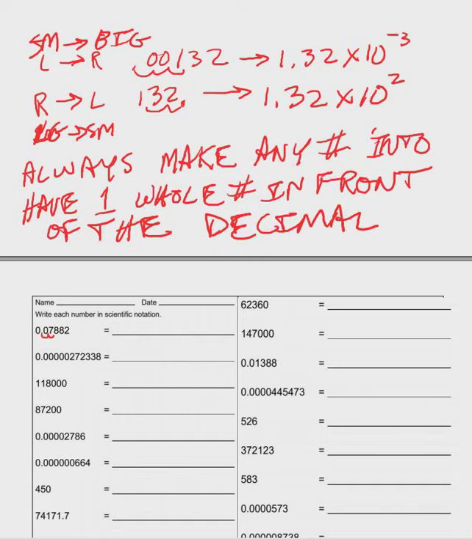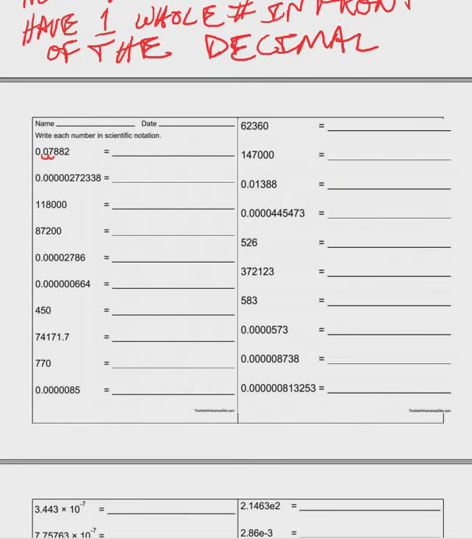So what that means is instead of 0.07882, we want 7.882. So times 10, we moved it over 2 places. We're making a smaller number bigger, so the exponent is going to be a negative. So then it'd be times 10 to the negative 2. Let's go over into the other column.